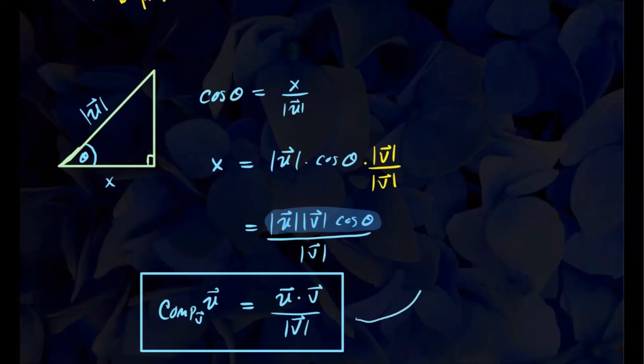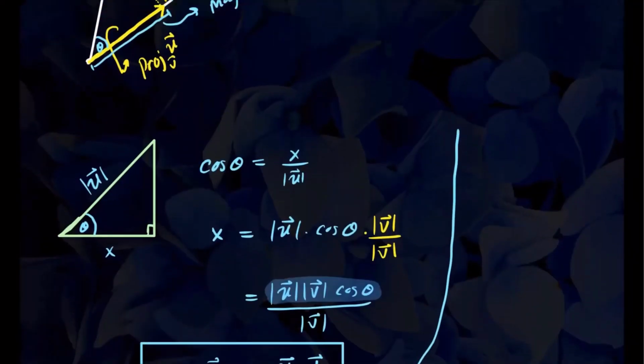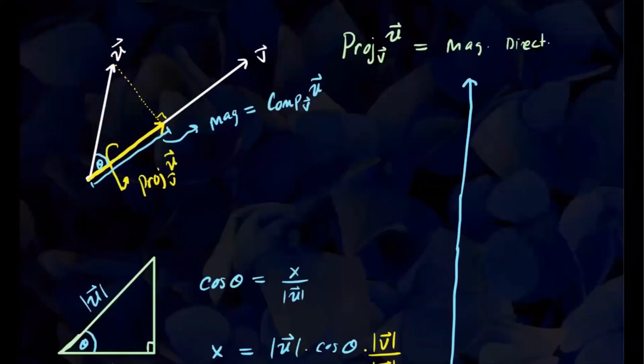Let's go ahead and plug this in up here into our magnitude. We know the projection of vector u onto v is going to be magnitude times direction. The magnitude, we just got it. That's the component. I'm going to go ahead and replace that right here. So this will be the component of vector u onto v times, now we need a direction.